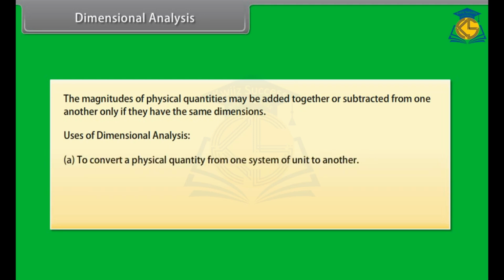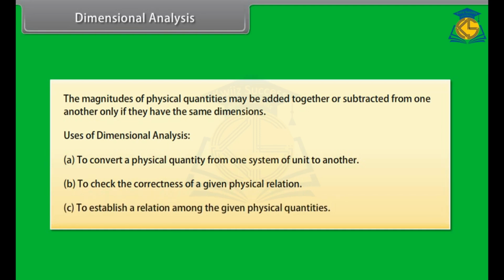Uses of dimensional analysis. A. To convert a physical quantity from one system of unit to another. B. To check the correctness of a given physical relation. C. To establish a relation among the given physical quantities.